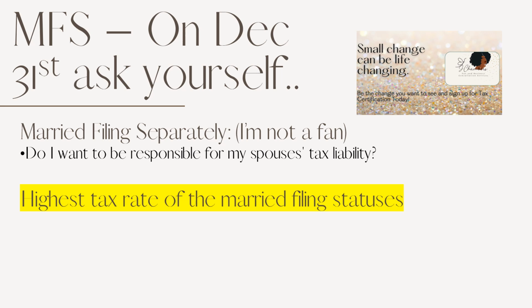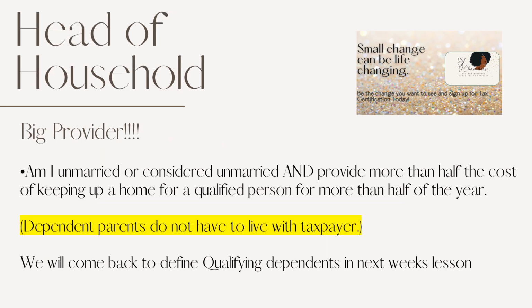All right, let's go. Now, head of household, big provider. Big money maker. Okay, am I unmarried or considered unmarried because I live in a state that does not recognize common law marriage, or I haven't made it to the common law marriage mark, and provide more than half the cost of keeping up a home for a qualified person for more than half of the year? That means more than half of the year. Now, a qualified person doesn't have to be a child.